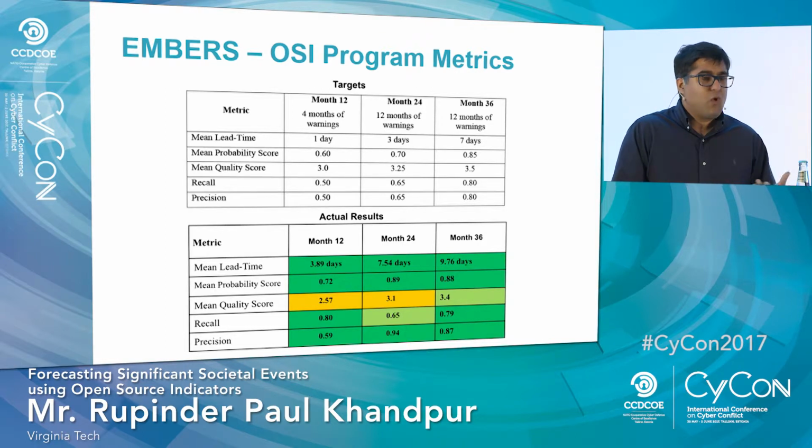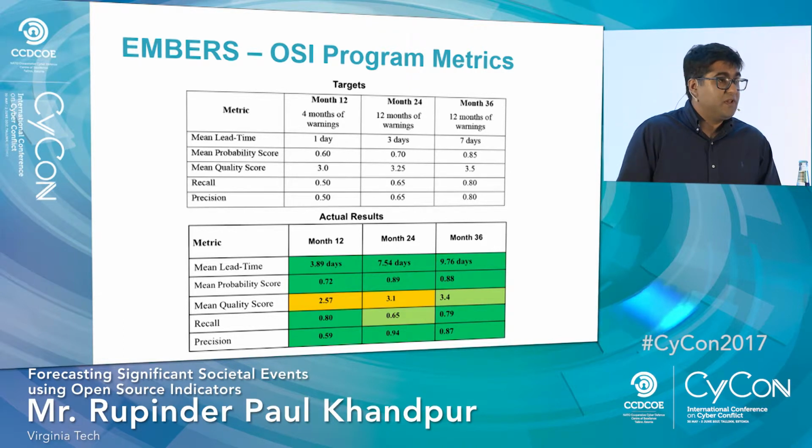The quality metric uses all the key components of a warning, like I explained before: the population, event type, date, and location. That governs quality. Our recall and precision are pretty good, and we kept up with the standards that were provided through the OSI program metrics.